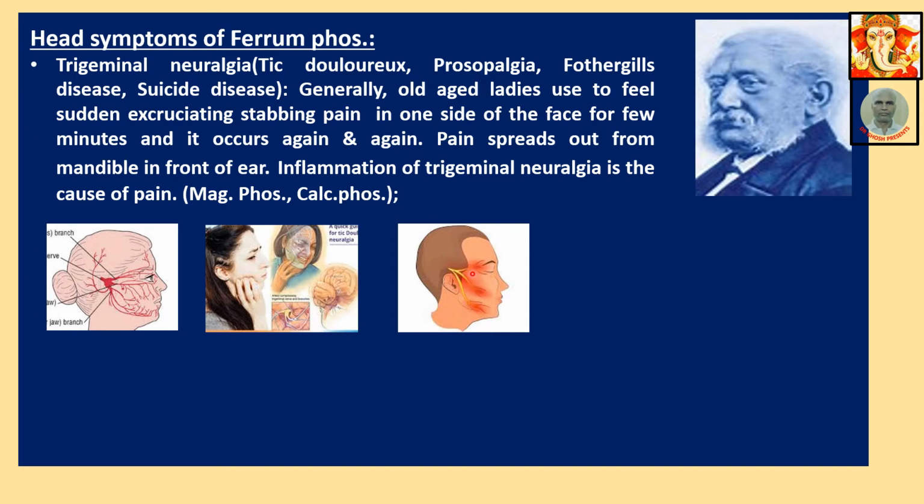Here you can see the places where this particular nerve, the trigeminal nerve, supplies. It is around the eye, in the face area, also in the chin area. The whole face is supplied by the right side, right cheek, and left side, left cheek. And FERRUM PHOS helps greatly in this particular disease to control it.